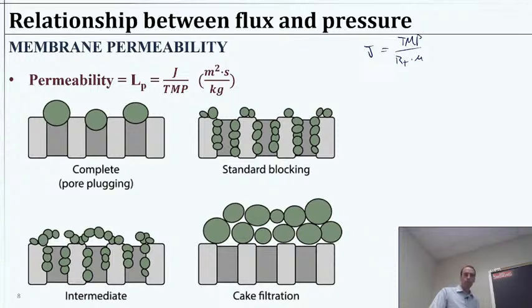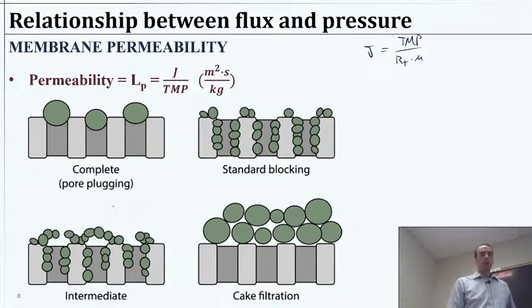So we have some permeability that the membrane has, and then we have fouling that can affect it in different ways. This is just a bit of an elaboration here. We could have the pores of our membrane completely fouled or plugged if the particles happen to be the right size to just plug them up. Standard blocking is kind of what I was trying to draw, where particles are starting to foul the inner lining of our pores, therefore constricting them.